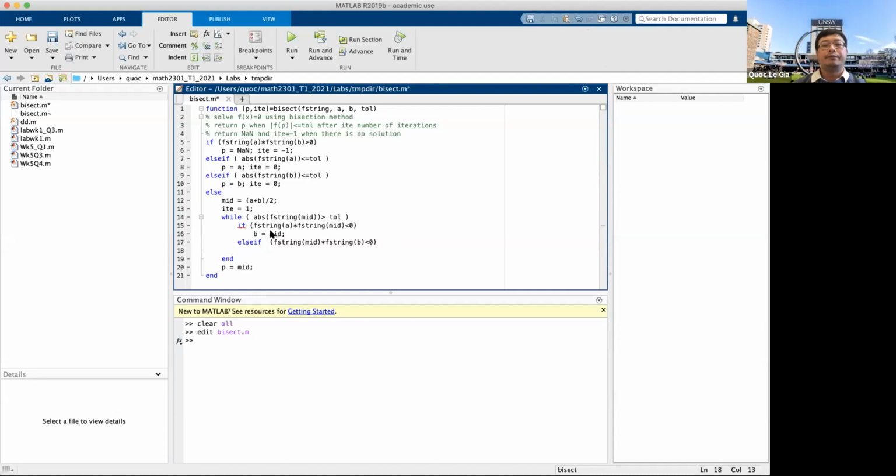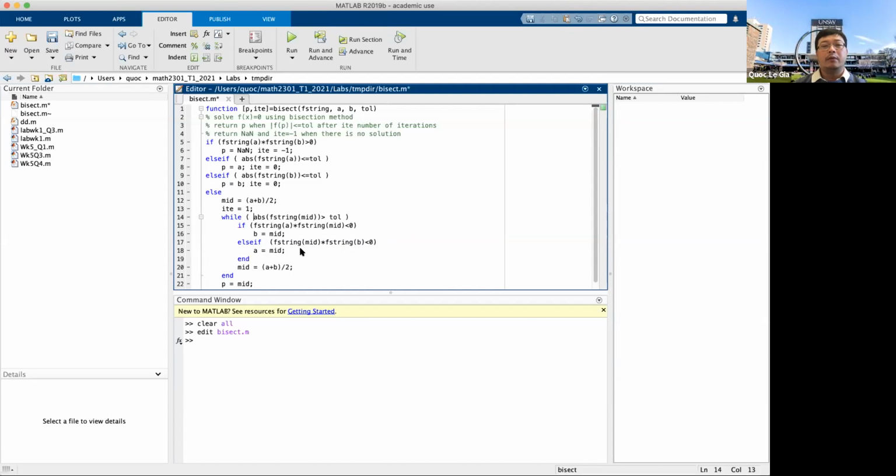Otherwise, if the midpoint and the right hand side have opposite signs, then what do we do? Well, we just say that A now is the midpoint, right? And now you have a new interval, so you have to update the midpoint. The midpoint now is (A plus B) over 2 again. Okay, I have to end the if here.